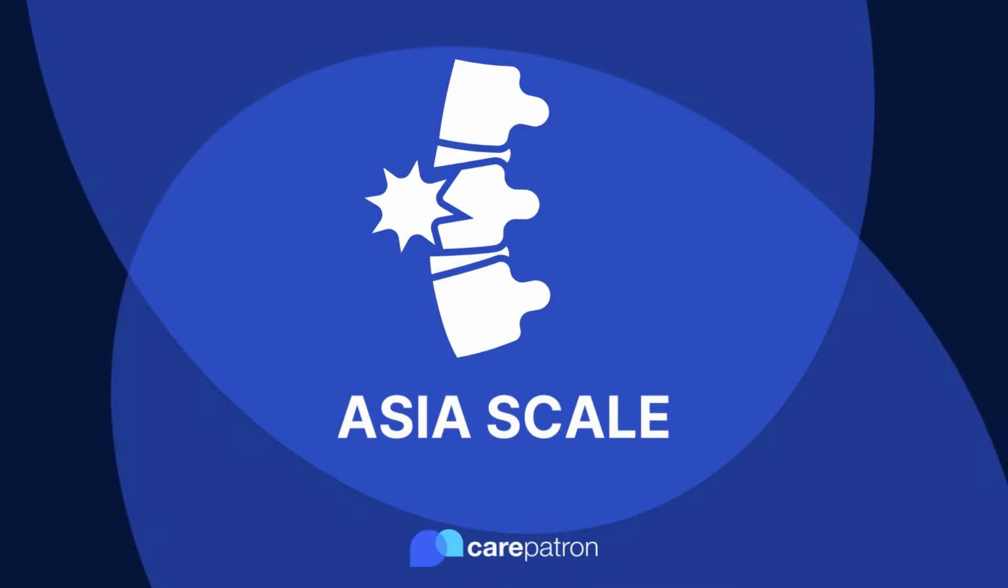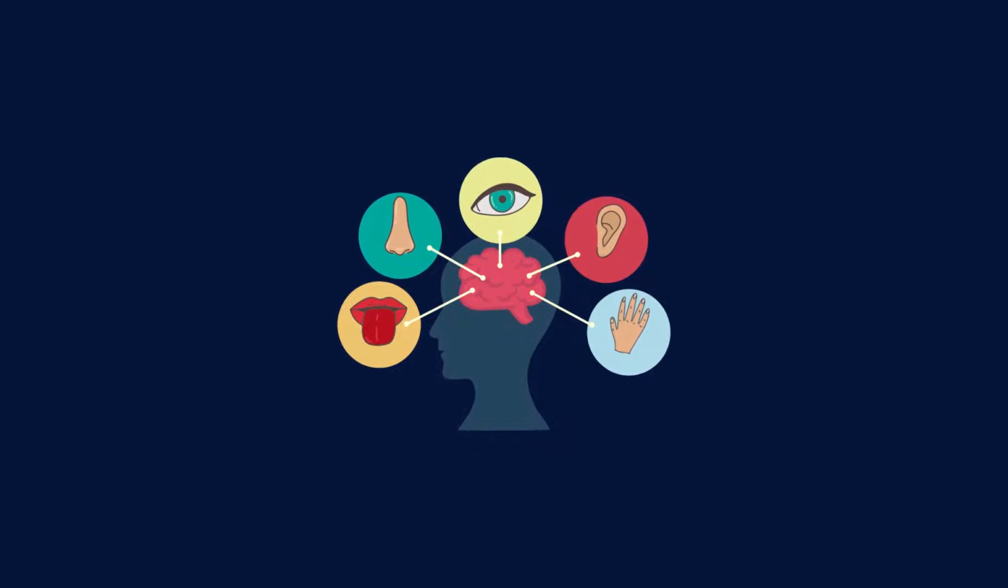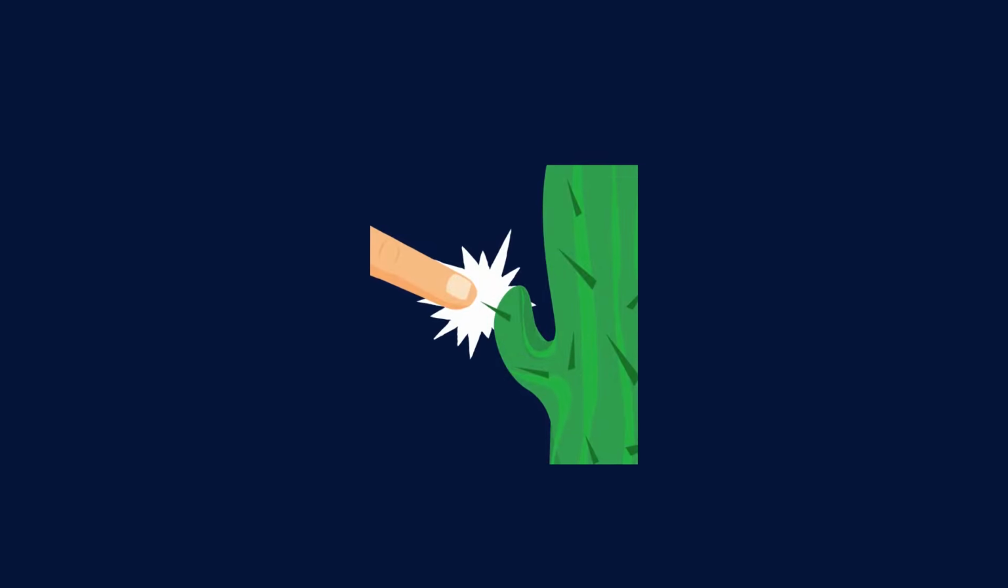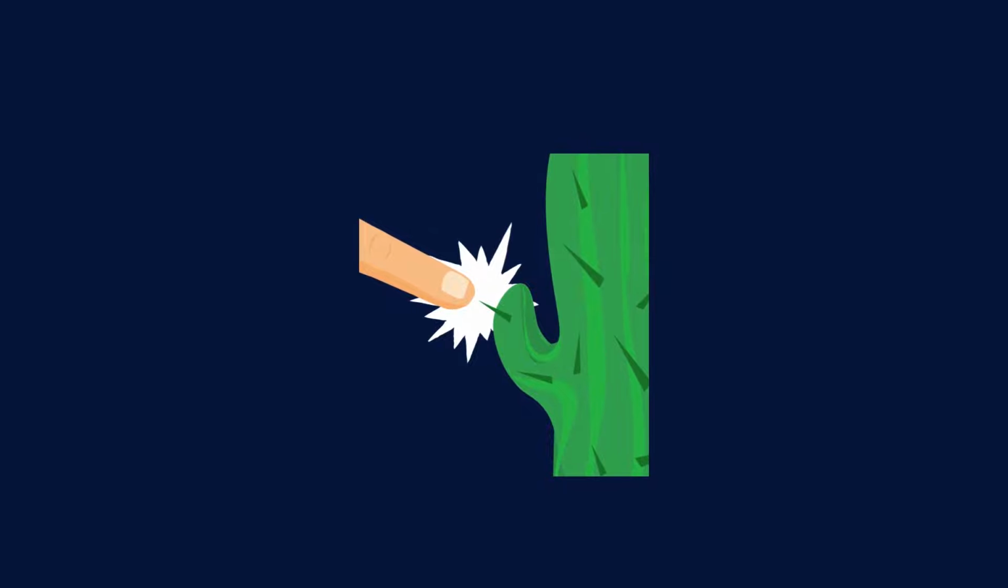The ASIA Impairment Scale is a standardized neurological examination that describes a patient's functional impairment due to spinal cord injury. It was developed by the American Spinal Injury Association as a universal classification tool for spinal cord injuries based on standardized sensory and motor assessment. This scale indicates how much sensation an individual feels after light touch and pinprick at multiple body points and tests critical motions on both sides.